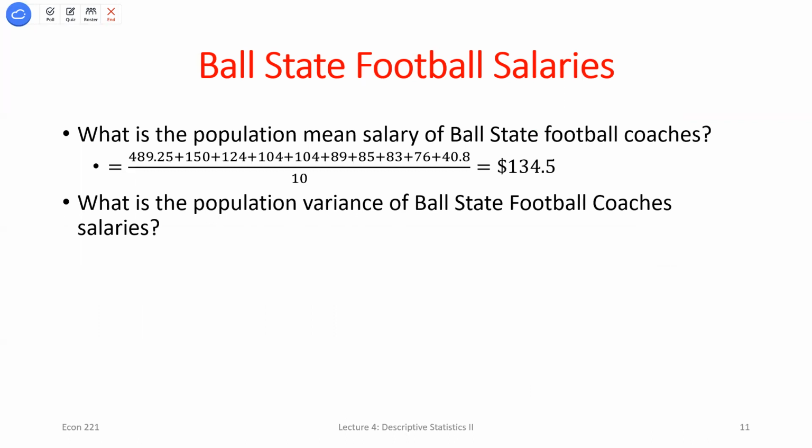All right. So all I did was go through, take every single coach's salary, add them all up, and divide by the number of coaches I had in my data set. Okay. So we got this mean of about 134,000. How would I find the population variance?